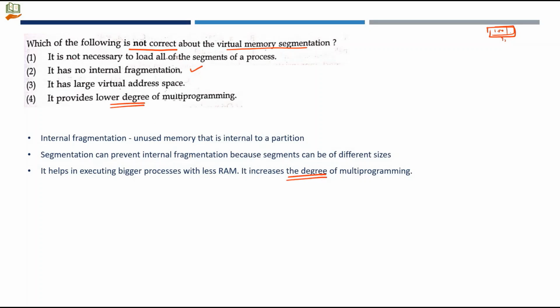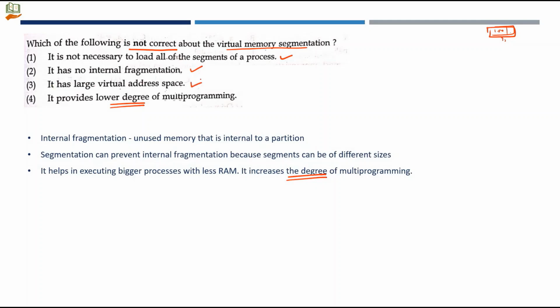Let's check the other statements. It is not necessary to load all the segments of a process. Whenever it is needed, it can be loaded. Until then, it need not be loaded. So 1 is right. Regarding 3, it has large virtual address space.